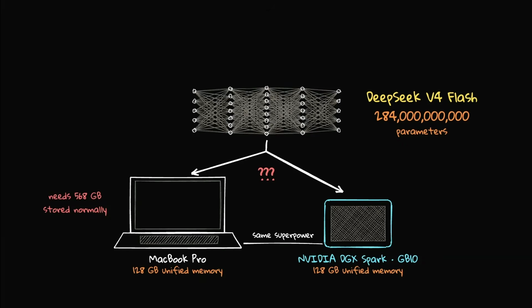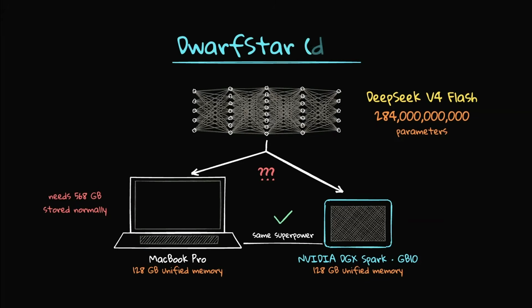Memory requirement for this stored the normal way is almost 4 times what these devices have. But you can still run this model, and it runs on both of them at real usable speed. And how it runs is one of the most interesting pieces of system engineering that I have seen this year. This is a project called DwarfStar from the creator of Redis. Let me draw exactly how this works.